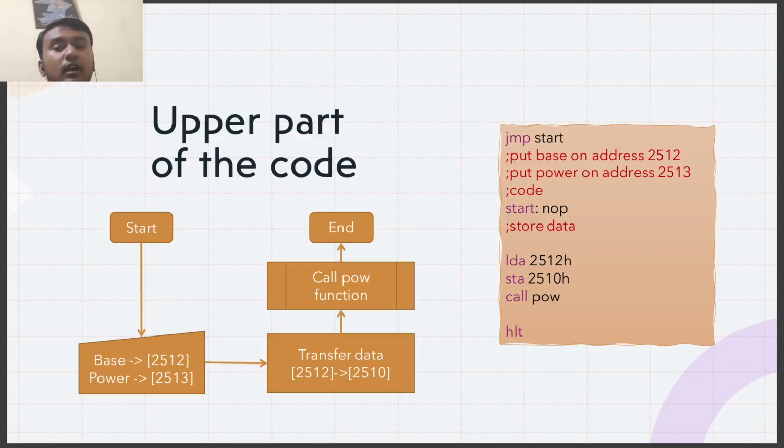So the upper part of the code is where we manually put the values at 2512 and 2513. We put a base at 2512 and power at 2513. Then we transfer the memory from 2512 to 2510, that was base, and then we call a power function. So I have shown the code here.